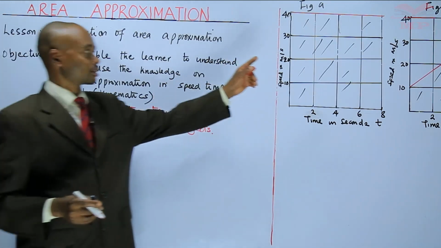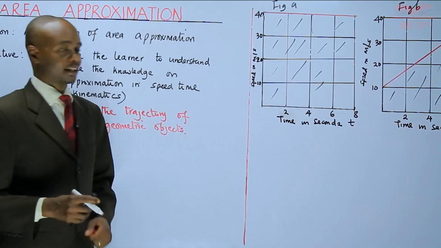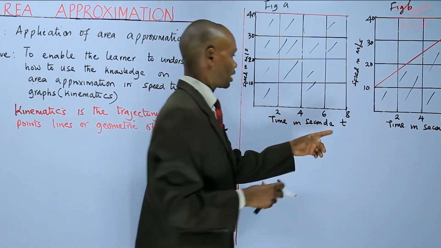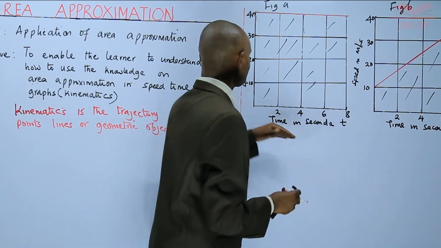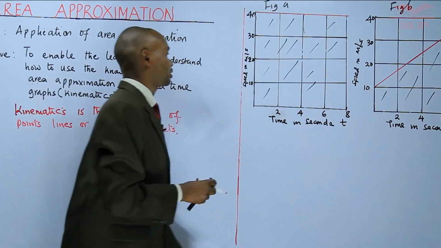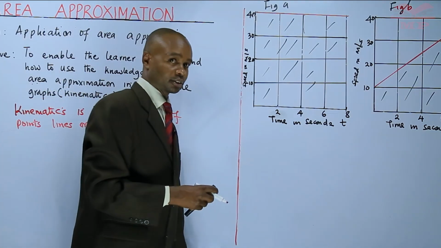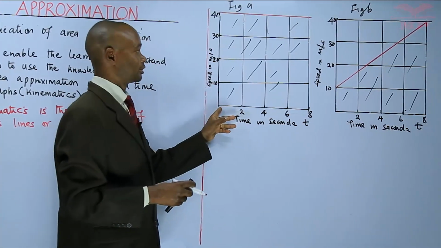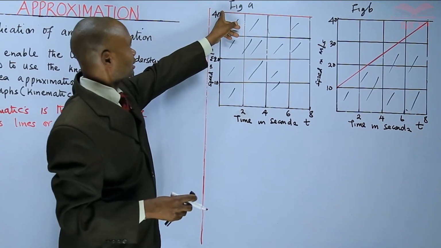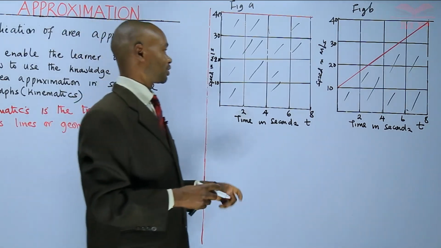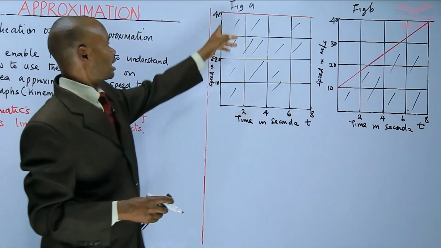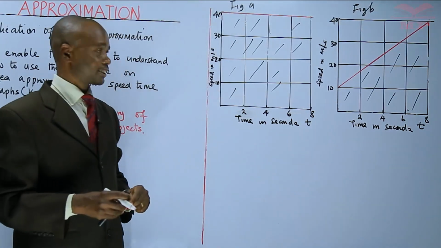So learner, looking at figure A, you can see on the horizontal axis there is time in seconds, and on the vertical axis there is speed in meters per second. At 0 seconds, the speed of that car is 40 meters per second.